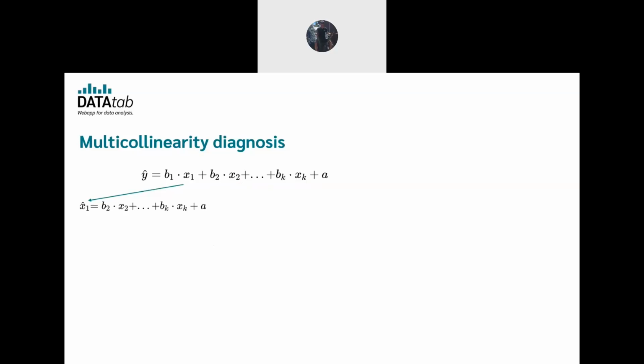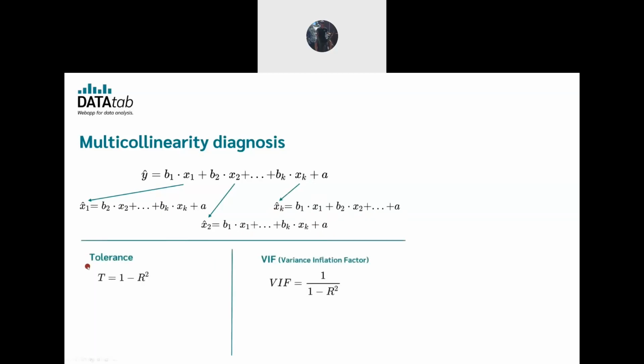We would now look at all other variables. So we estimate now x2 by using the other variables, and we estimate xk by the other variables. In this case, we have a new regression. For each of these regression models, we calculate the tolerance and the variance inflation factor. The tolerance is obtained by taking 1 minus r squared, which is the coefficient of determination or the variance explanation. The variance inflation factor is 1 divided by 1 minus the coefficient of determination.